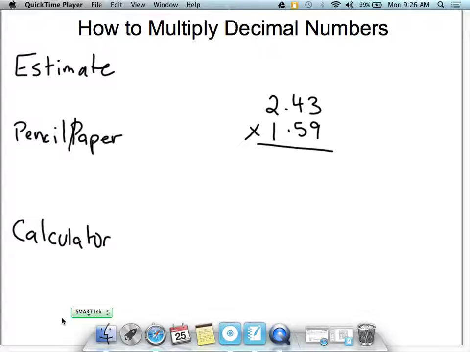So to estimate this first, because I want you to estimate first, we have to round. And I'm going to ask questions to the class since I'm the only one up here, and I don't want you to be too bored. But that first number is 2.43. How do we round that? Does anyone know what it rounds to?